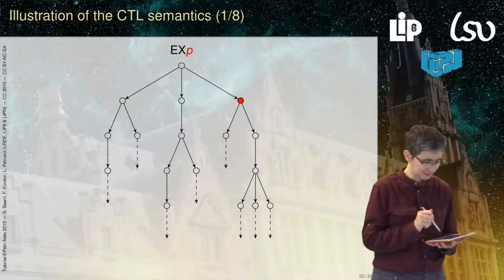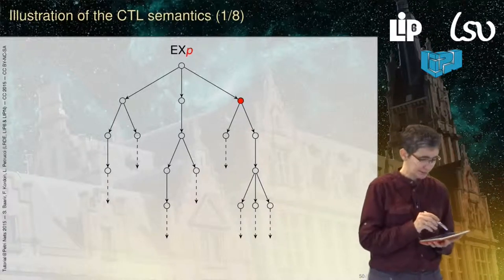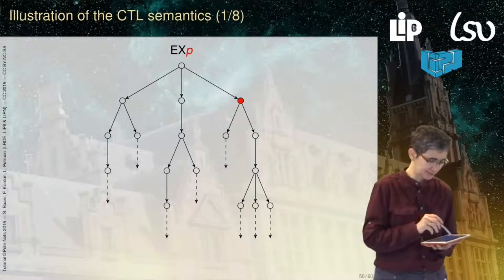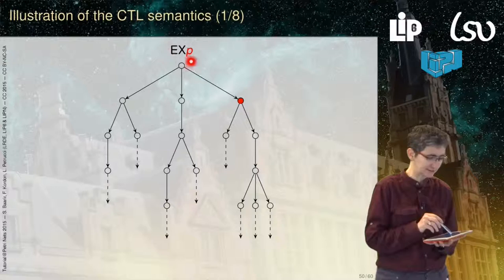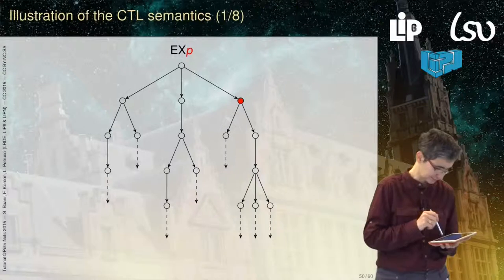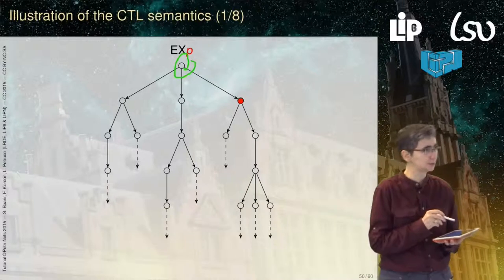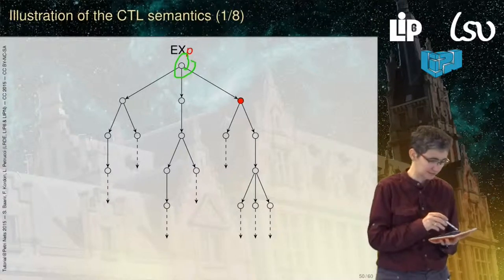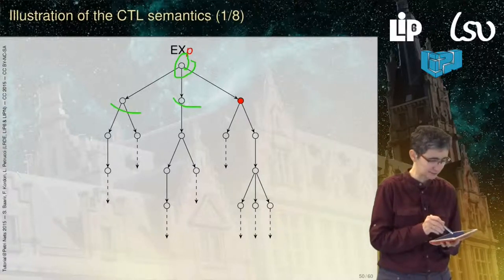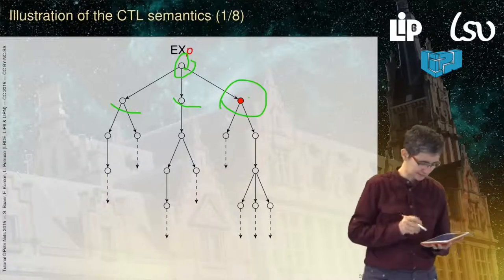Here the red dot satisfies formula P. The formula EX P states that there exists a next state that satisfies P. So I'm in the initial state here, and I want to check that there exists one of the next states that satisfies P. This one doesn't, but this one does, and therefore the CTL formula EX P is satisfied.